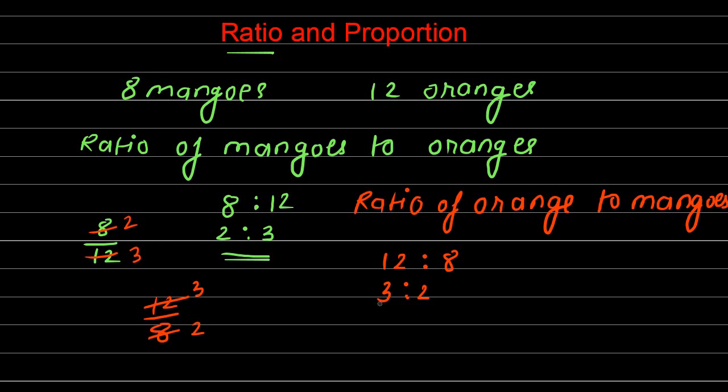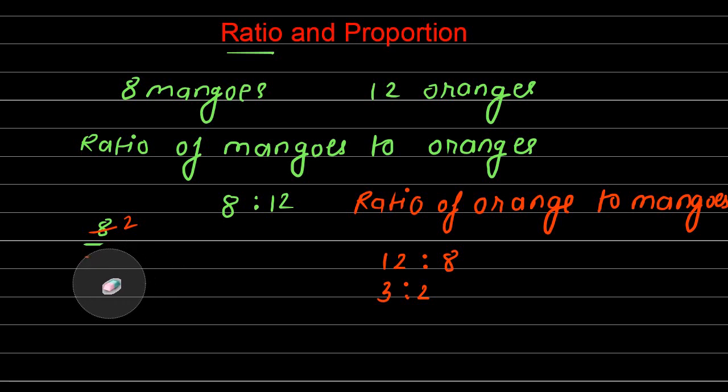Let's have a quick recap of it: it totally depends on which number they are asking first. Make the ratio and get its simplified form, get its lowest form. And that's how it works. This is just the introduction of ratios. Now let's see the next topic.